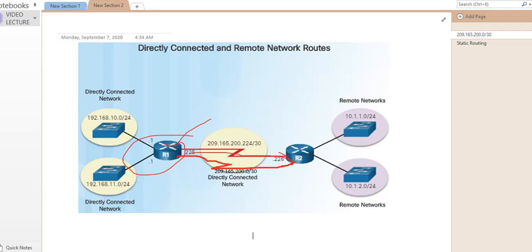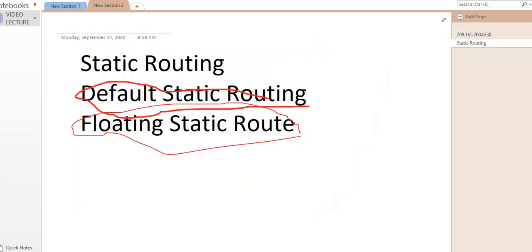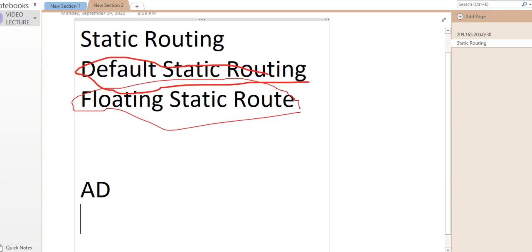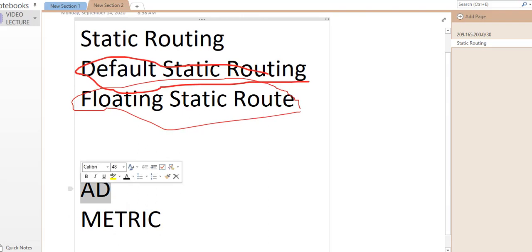Now what you want is that one of these links must be the primary link, because if you do not do that, we have to understand one thing called the administrative distance and metrics. We discussed those before. We have AD, which stands for administrative distance, the trustworthiness of the route, and we have what we call metric, that is the measurable distance, how far.